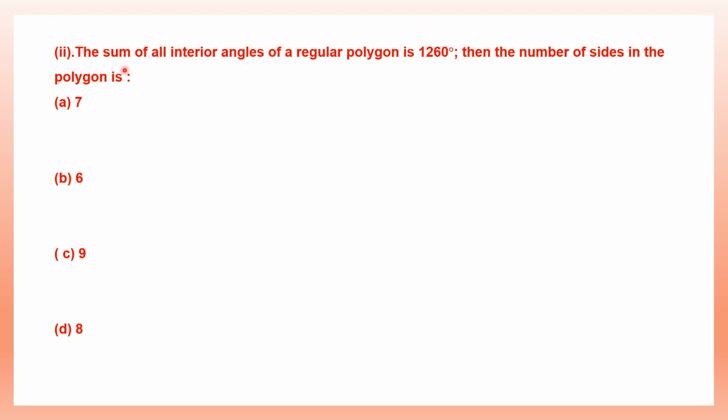Question 2. The sum of all interior angles of a regular polygon is 1260 degrees. Then the number of sides in the polygon is. So here sum of interior angles is given. We are asked to find the number of sides. We can apply the formula: sum of interior angles of a polygon equals n minus 2 into 180, where n is the number of sides. So here number of sides is n. That is what we're going to find out.